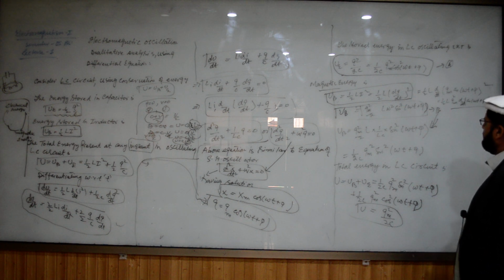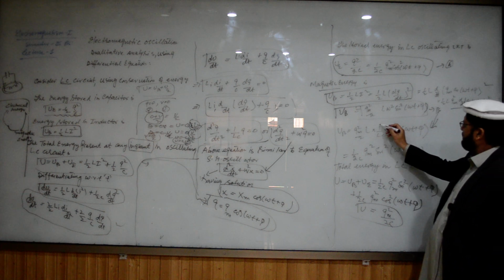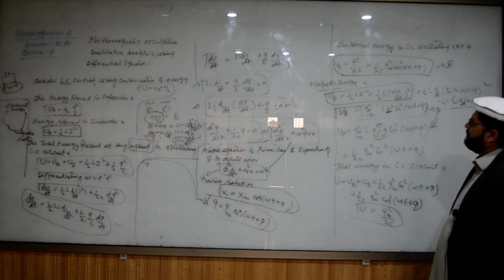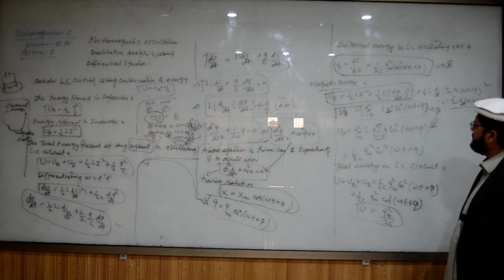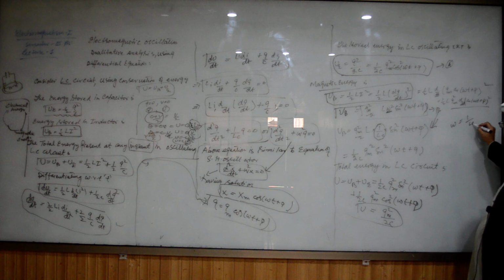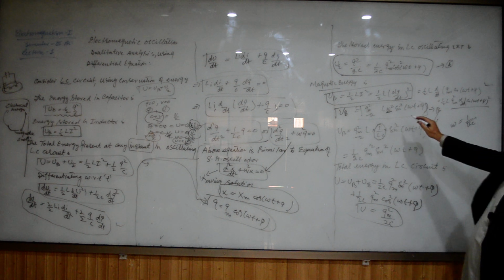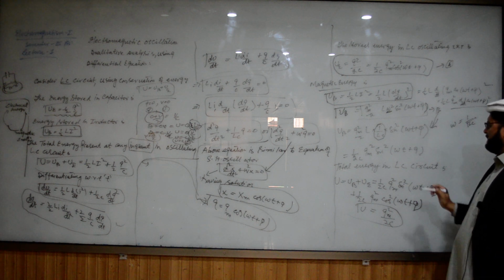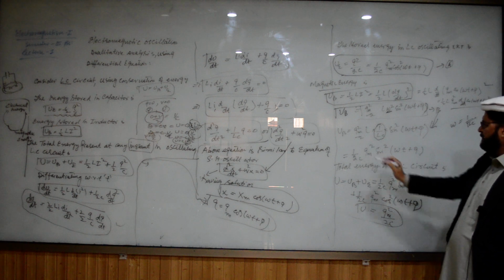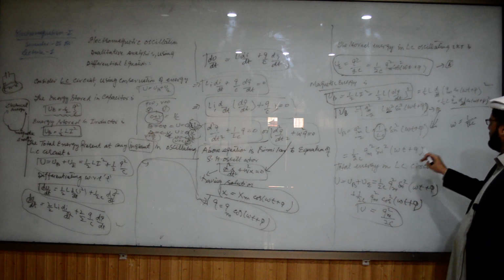Qm square divided by 2 L times 1 over LC. From where does LC come? This is the value of omega square. Omega, which is the angular frequency, has the value under root 1 over LC. So 1 over LC sin square omega t plus phi. Or L cancels, and that is equal to 1 by 2C Qm square sin square omega t plus phi.